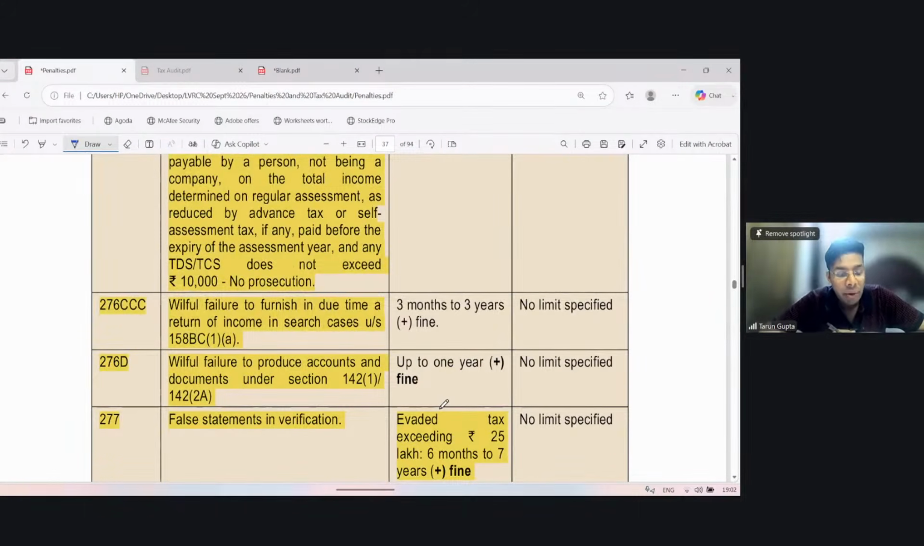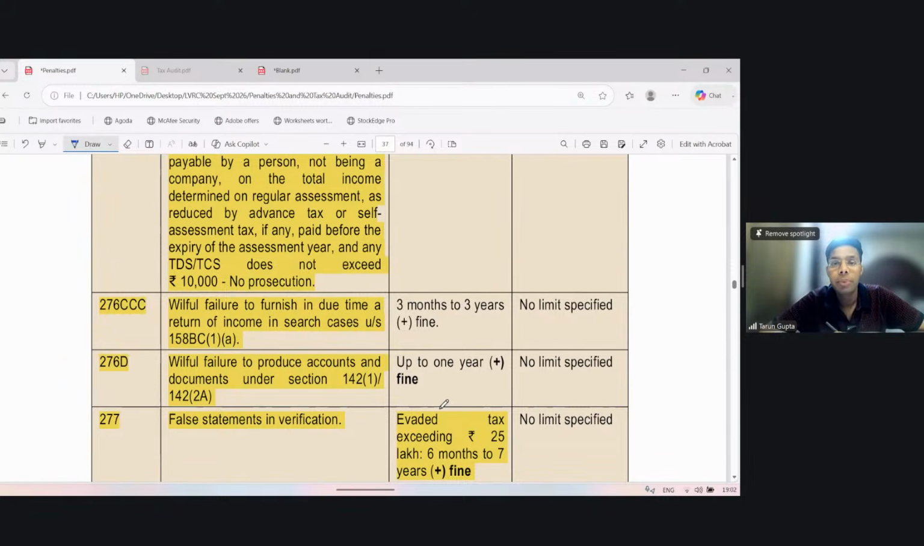276, willful failure to furnish in due time a return of income in such cases under section 158 BC, then there is a prosecution of 3 months to 3 years plus fine. 276D, willful failure to produce accounts and documents under section 142(1) or 142(2)(a), then there is a prosecution up to 1 year plus fine. And 277, false statement in verification.